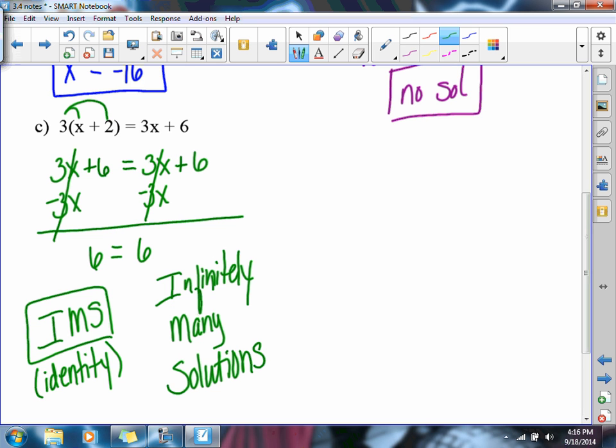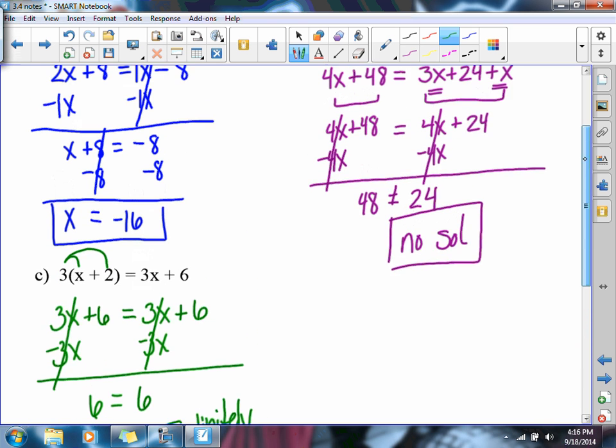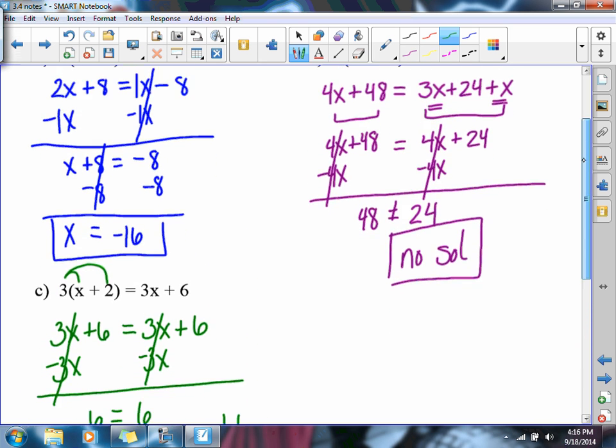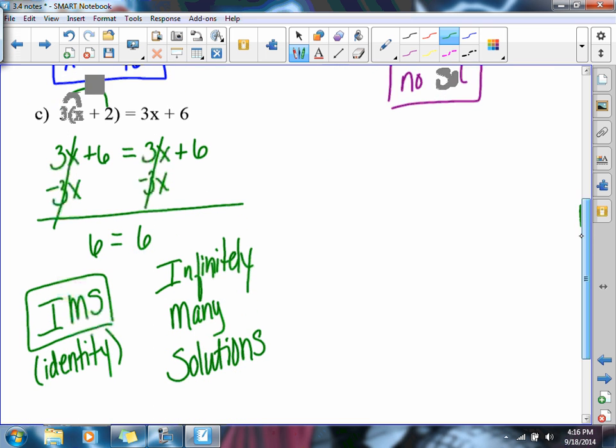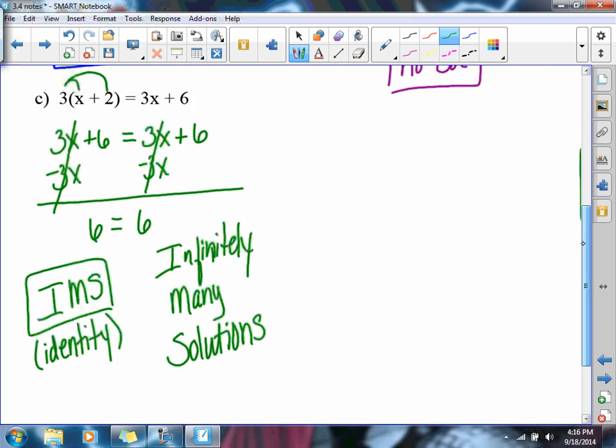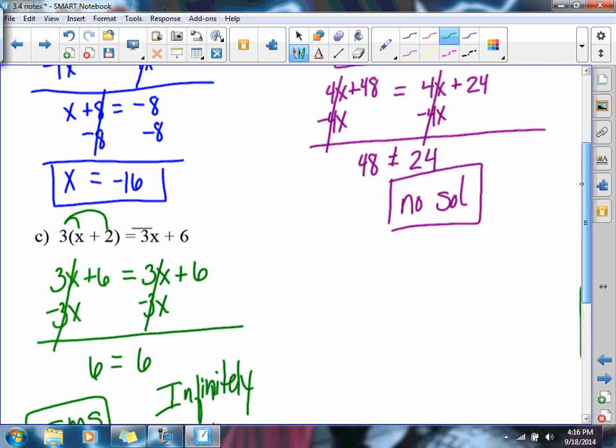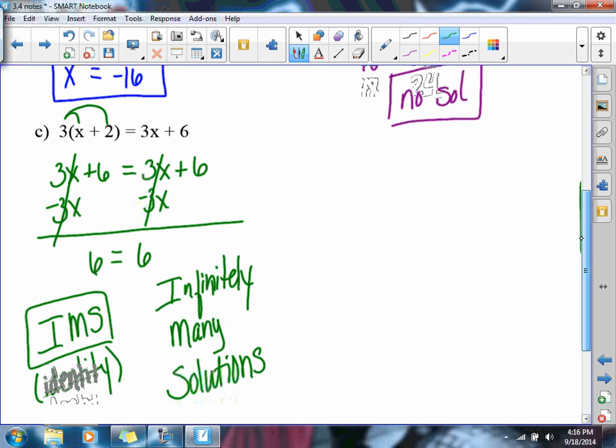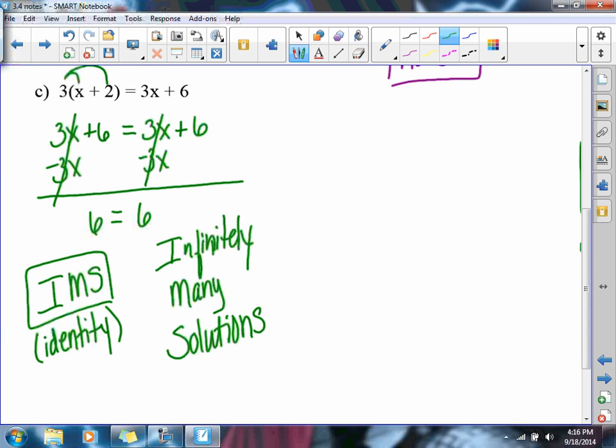Okay? So these last two examples, these are special cases. So if you see this happen sometimes as you're working through your homework problems, don't be worried. Don't think that you did it wrong or that you got the wrong answer. Those are special cases of no solution or infinitely many solutions.